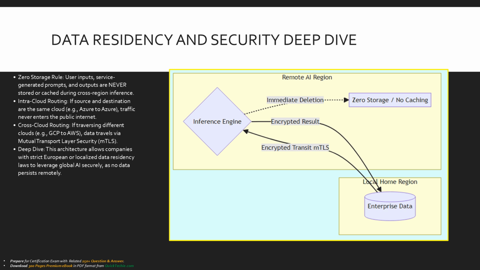The remote region is strictly a processing zone. It acts as a temporary calculator. Once the inference is complete, the memory is purged, and the encrypted result is sent immediately back to your local home region to be stored. Your data's permanent home never changes.